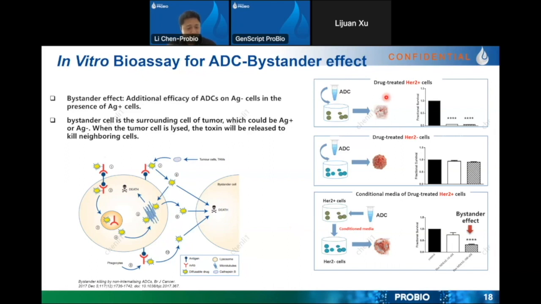In the positive and the negative control group, testing ADC will be incubated with either antigen positive or negative cells, in this case, HER2. And in the testing group at the bottom, conditioned media from the drug-treated HER2 cells is transferred to the HER2 minus cells for efficacy evaluation.